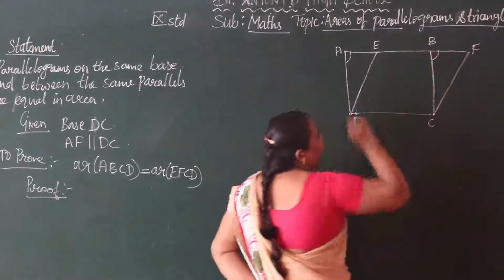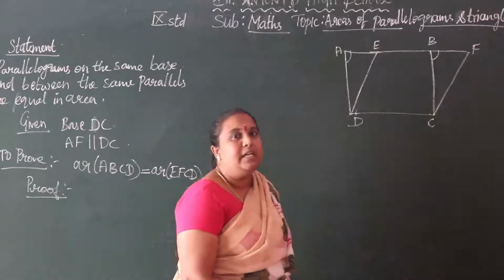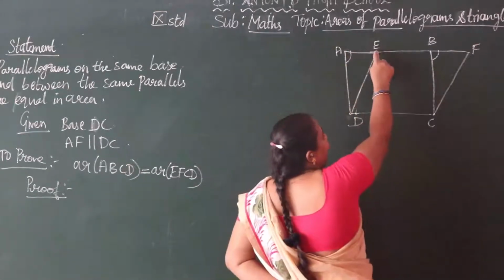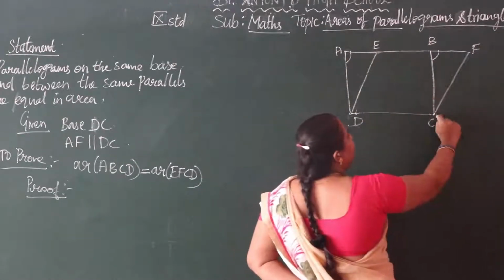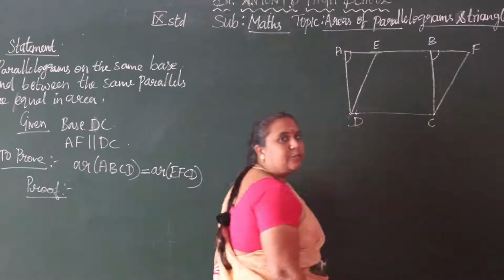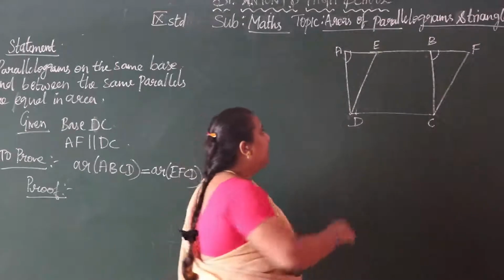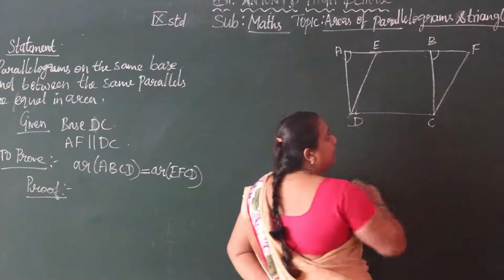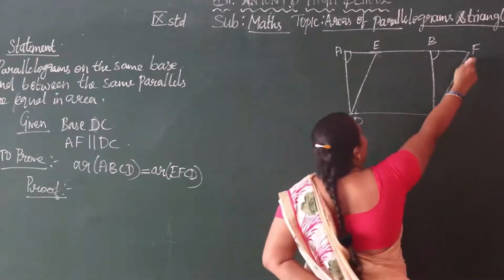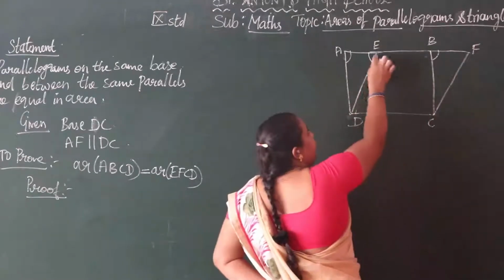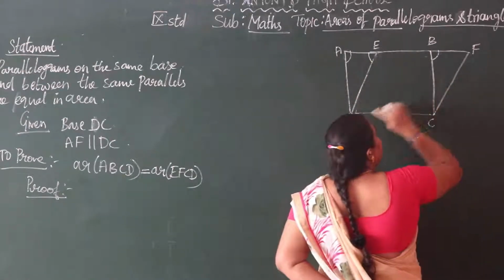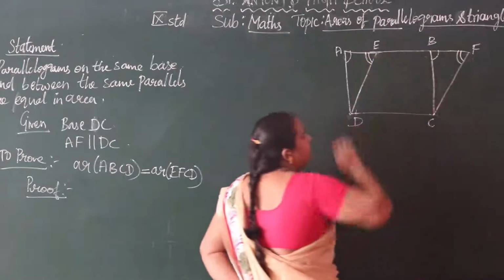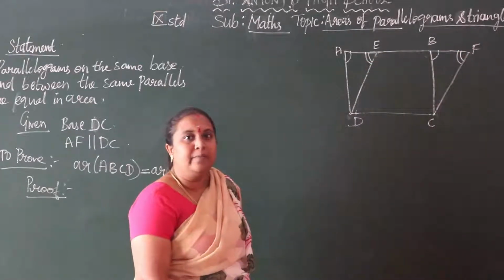The angles are equal by corresponding angles. That is, angle DAE equals angle CBF by corresponding angles. And then we have to say ED is parallel to CF. Angle DEA equals angle CFB. These two angles are equal by corresponding angles.